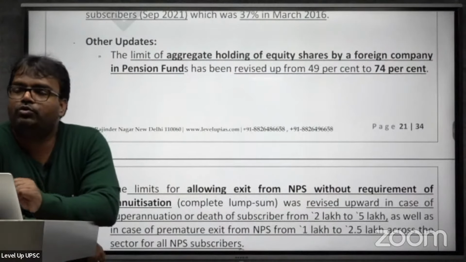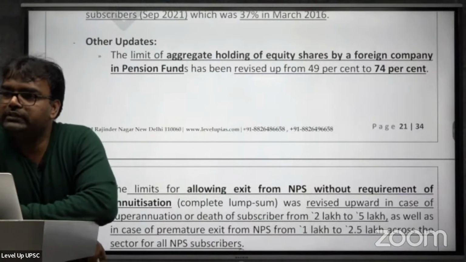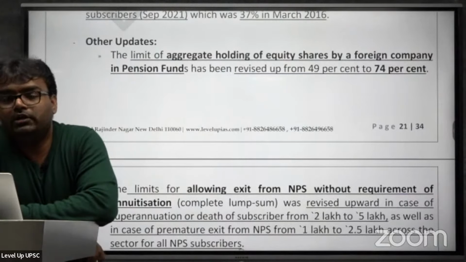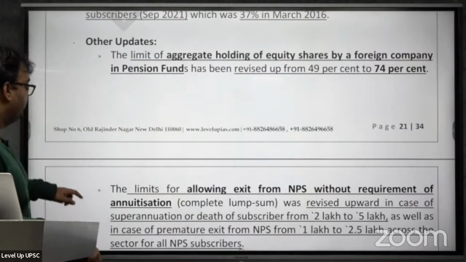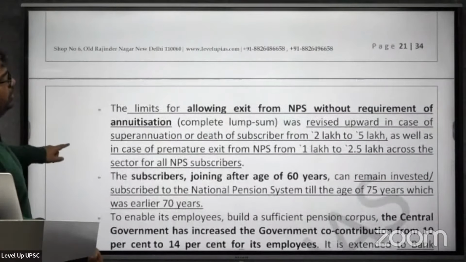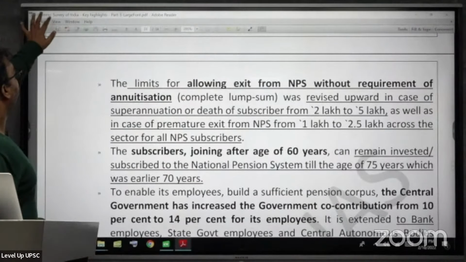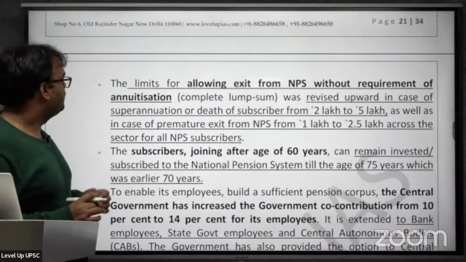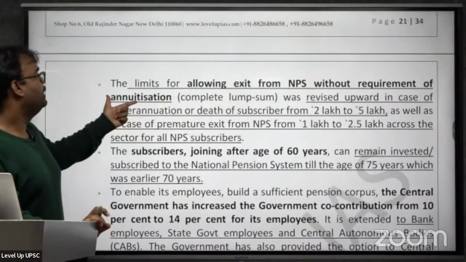So, tomorrow, if I want to start a company focused on providing pension services, earlier only 49% of the investment could have come from abroad. Now 74% of the investment could be coming from abroad. There are some other changes, not very important, but they are in the Economic Survey of India, so you should read them once yourselves. For example, this is the limit for allowing exit from NPS without requirement of annuitization.